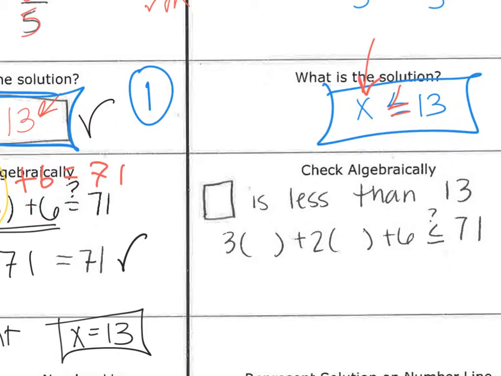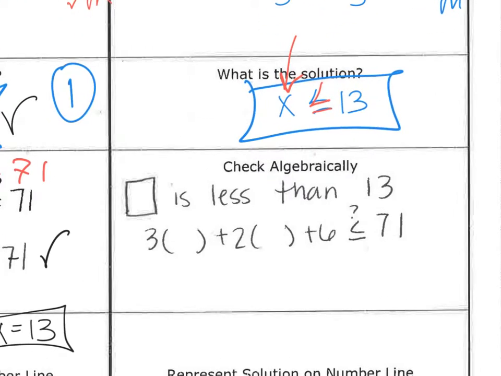Okay? That means I can pick any number less than or equal to 13 to check my answer. So if I want to check it, I'm asking myself, what number is less than 13? Now I'll tell you, I'm going to stay away from negatives for the obvious reason. But I'm going to choose something that's easy. So I'm going to choose 10. To me, multiplying by 10 is easy. And everywhere there's an x, I'm going to put a 10 in this time.